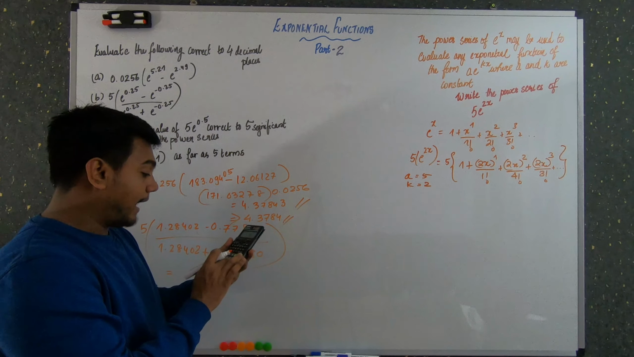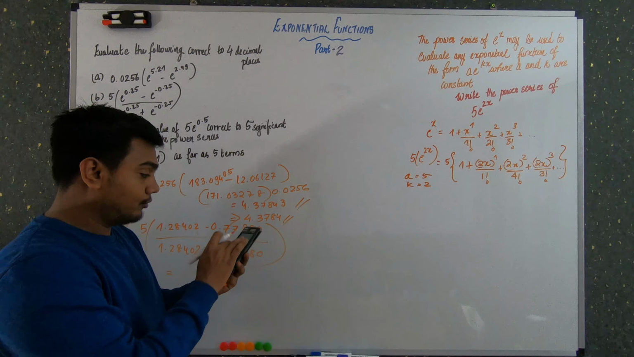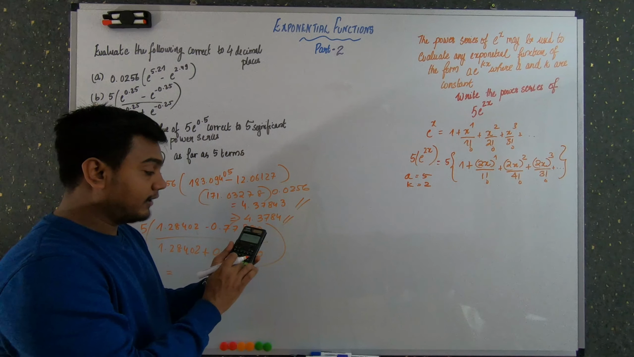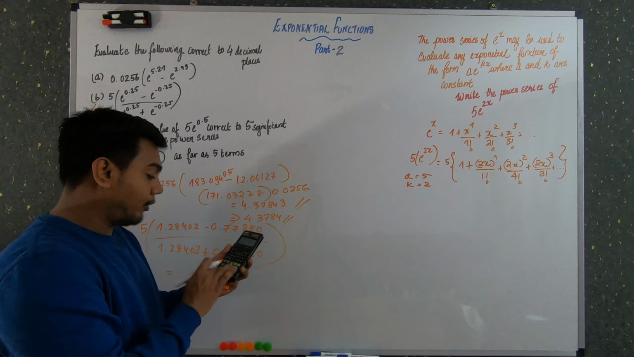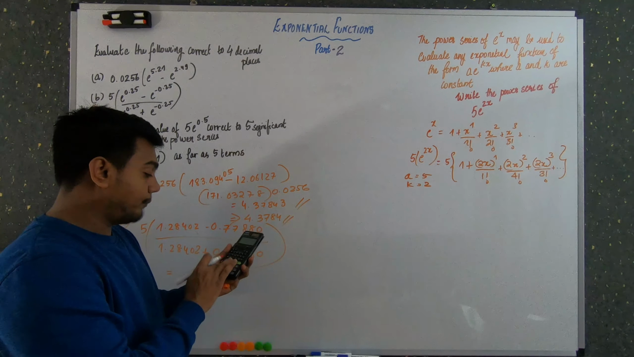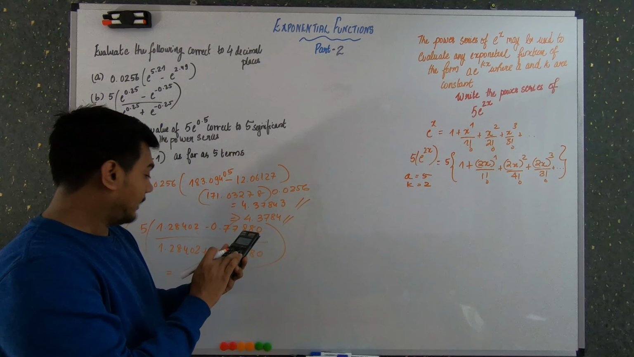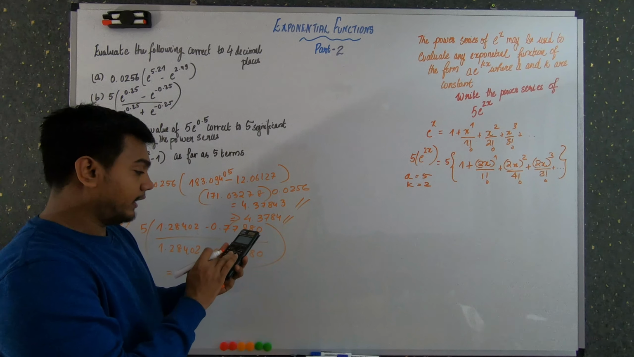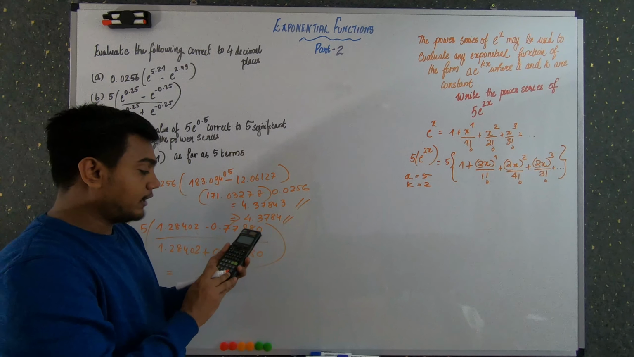1.28402 minus 0.77880. Again, you come out of the bracket, divided by, again you put a bracket. What is it? 1.28402 plus 0.77880. Delete, I made a mistake here. Close the bracket and now find the value.